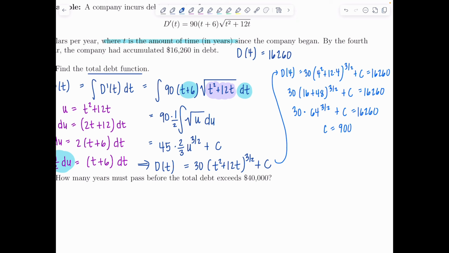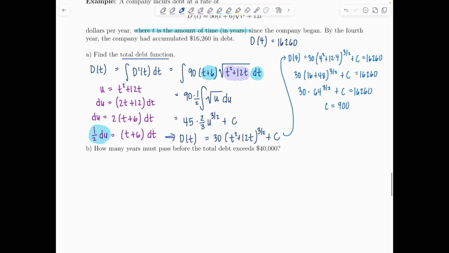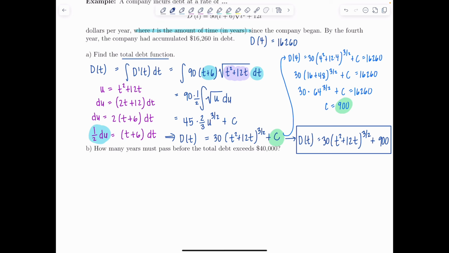So now you can come in and say, all right, I know c is 900. So I'm going to replace this c right here in my total debt function accordingly, and then just write out d of t is 30 times t squared plus 12t to the 3/2 plus 900. Okay, good. Not too bad, right?